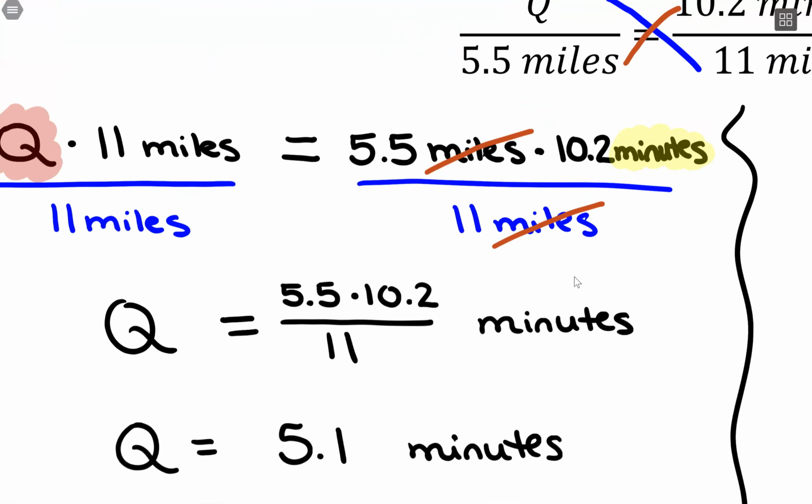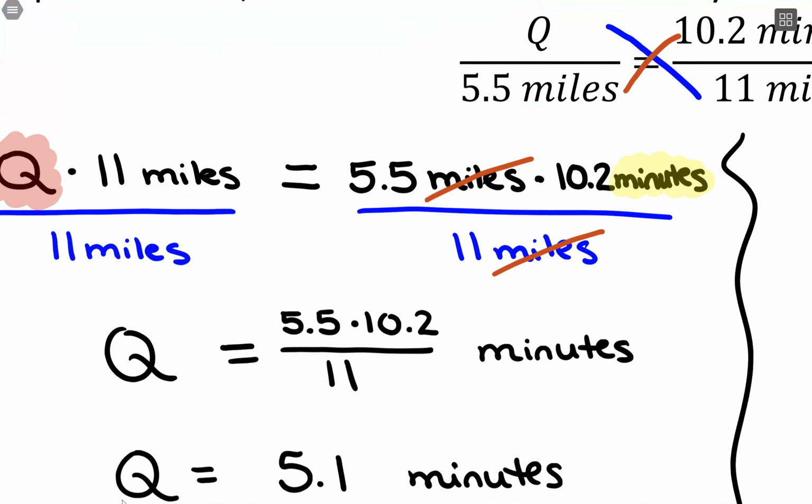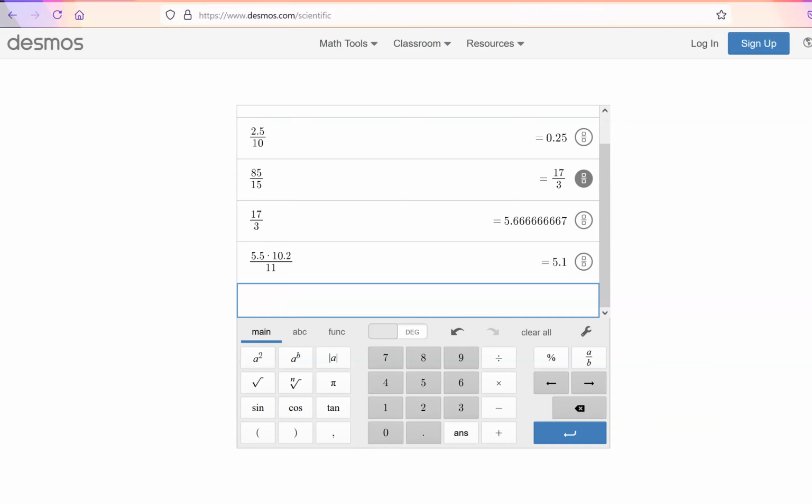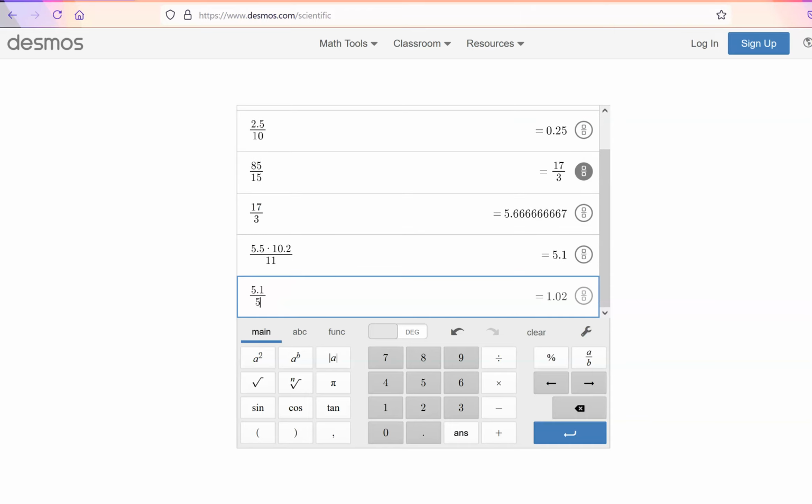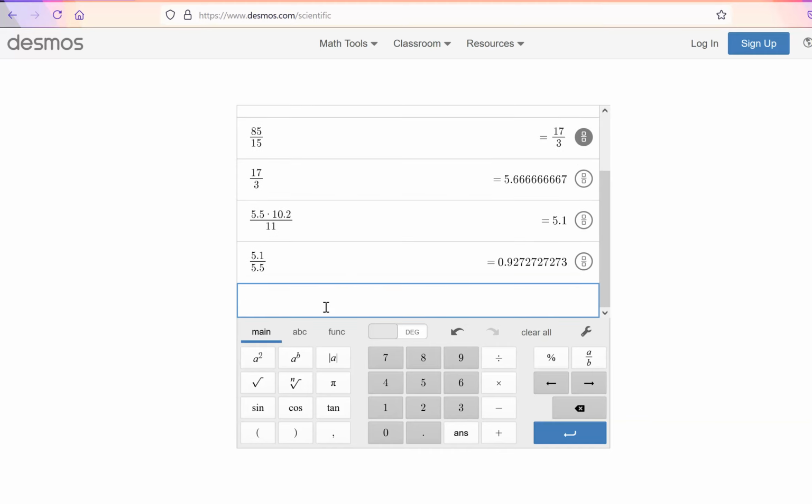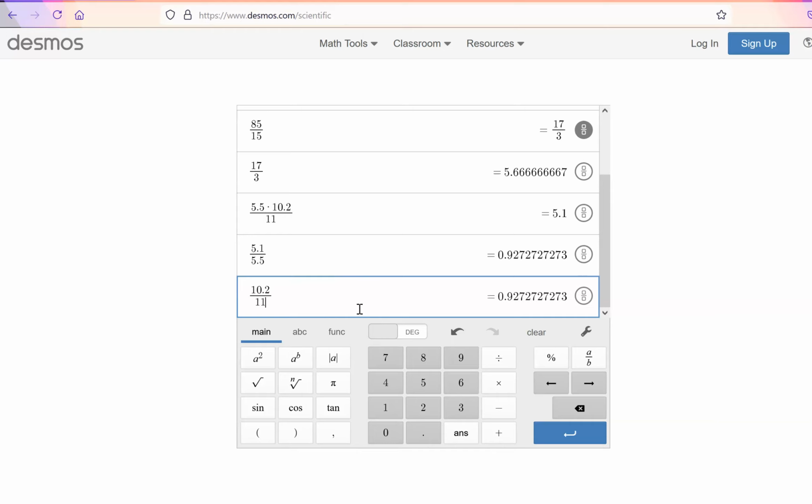And then we could check this out if we plug it in. So let's see, if we take 5.1 divided by 5.5, we get out this decimal over here. You can see what it looks like as a fraction. That doesn't help us too much here, so either way is good. But what I want to do is compare it to if I took 10.2 divided by 11, and we see it's exactly the same. So those rates match up.